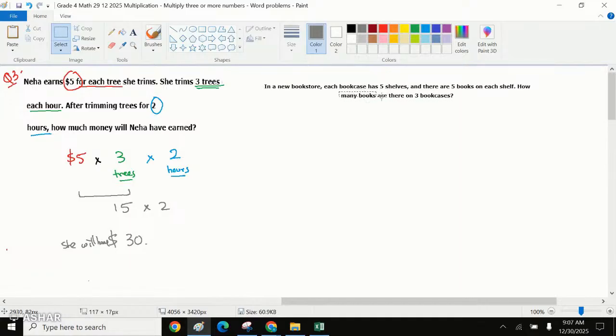Okay, let me align this so that it's readable. Okay.